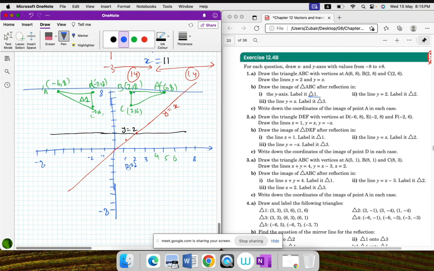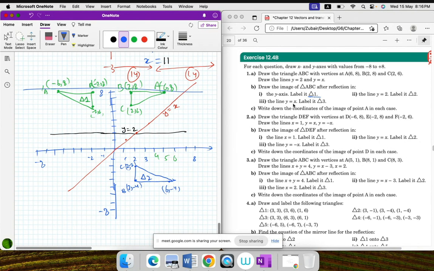Then B is 6 units above this black line. So it comes down 6 units from this line too and reaches a point where it is -4. So x stays the same. This becomes -4. And A on the other hand is again 6 units above this black line. So it comes down 6 units and reaches -4. 6, comma -4. And we draw this triangle and label it triangle 2.